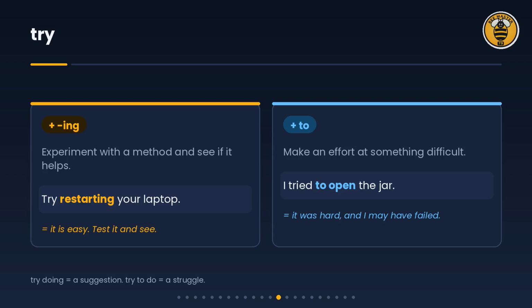Try. This one is subtle but very useful. Try restarting your laptop. That is an experiment. It is easy to do. Test this method and see if it solves the problem.